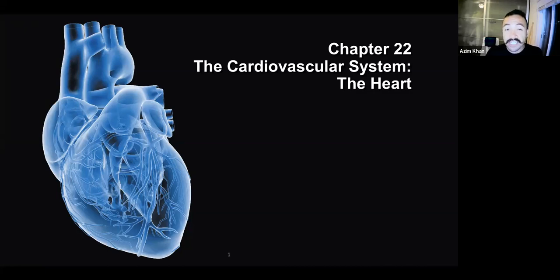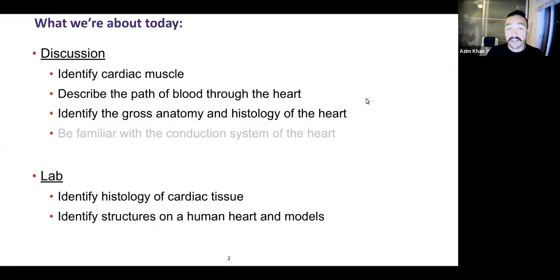We're here in chapter 22. We talked about blood previously. Here we're talking about the heart, the organ that pumps blood around your body. So we'll be identifying cardiac muscle. Histology will be important in this chapter. We'll be looking at the pathway that blood takes through the heart. We'll get to the pathway through blood vessels later on. Today we'll focus on the pathway of blood through the heart.